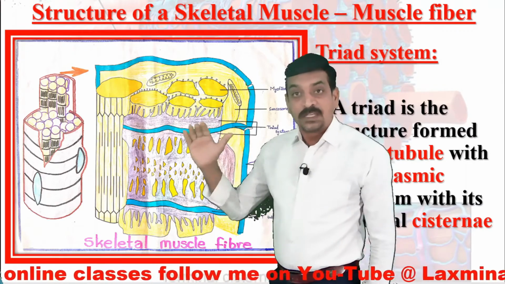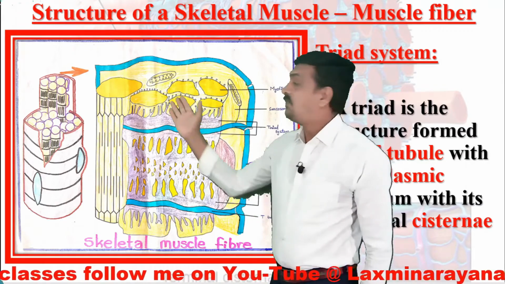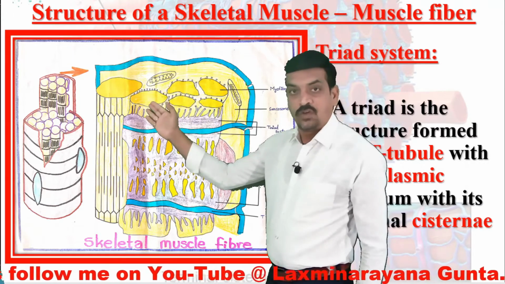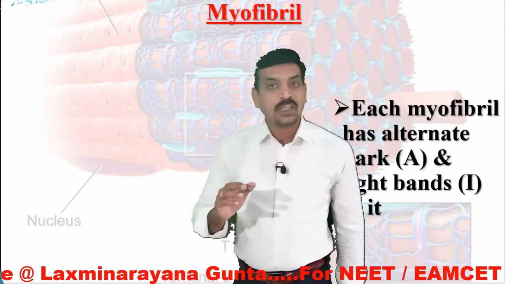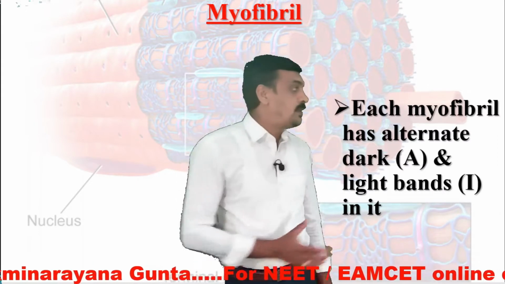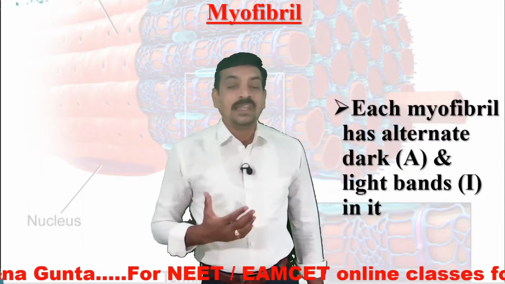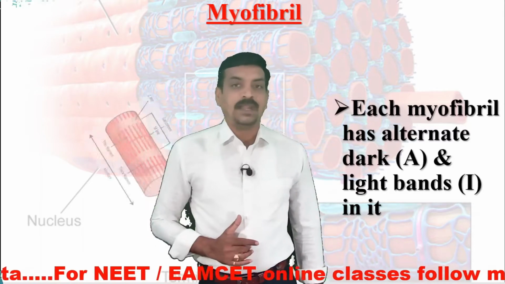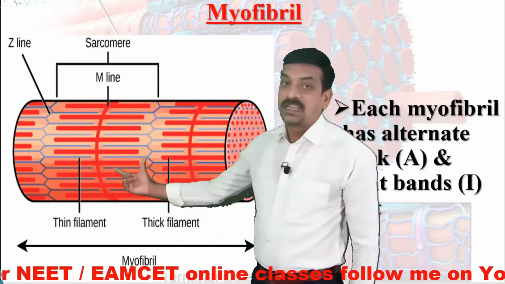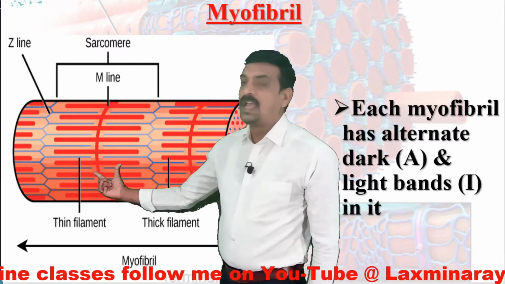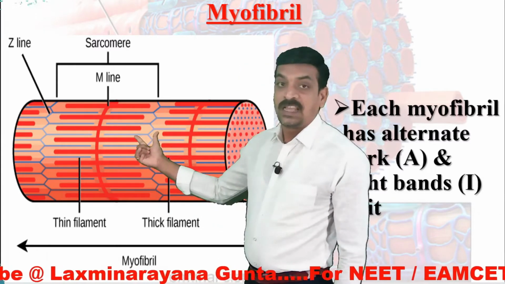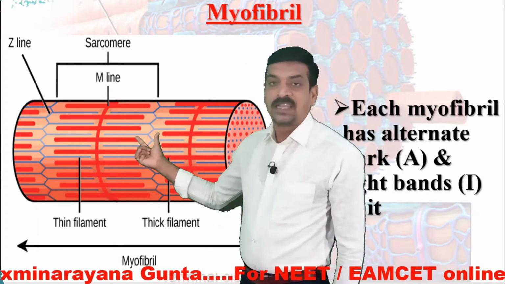Okay, this muscle fiber consists of a number of myofibrils. Let us observe the structure of a myofibril. Each myofibril has alternate dark and light bands. These dark bands are called A bands or anisotropic bands, whereas these light bands are called isotropic bands or I bands.